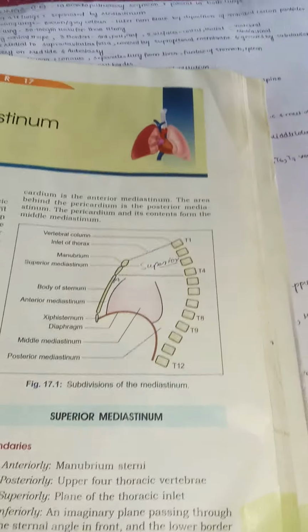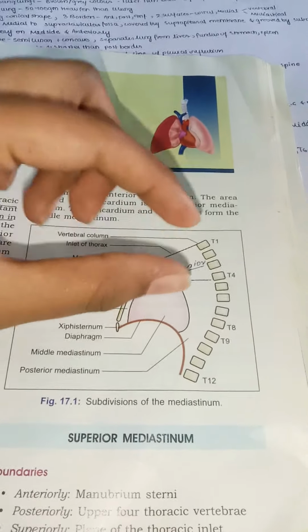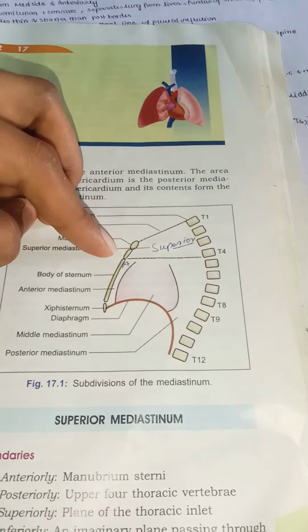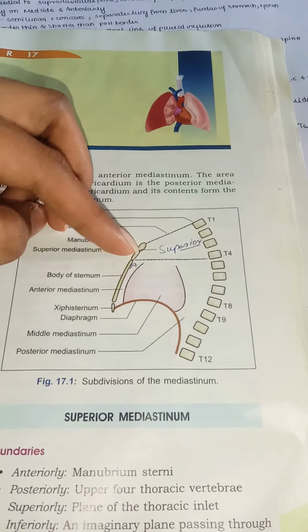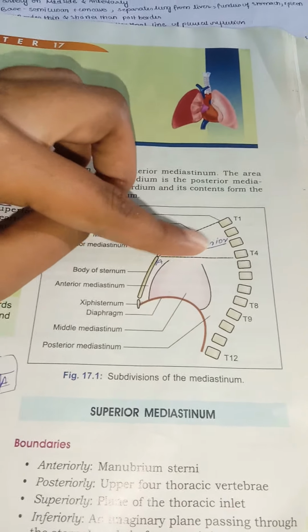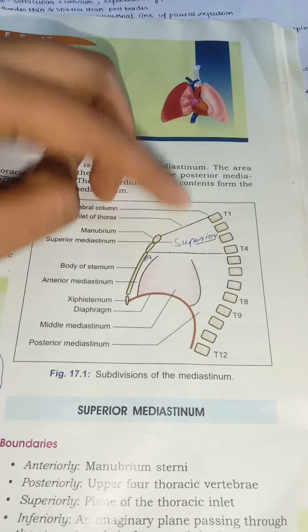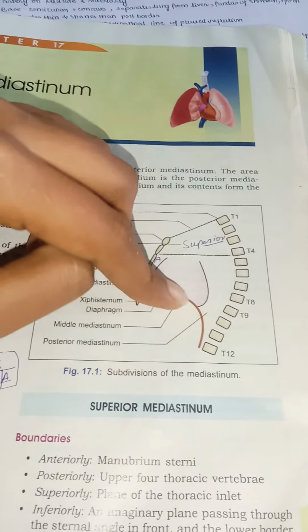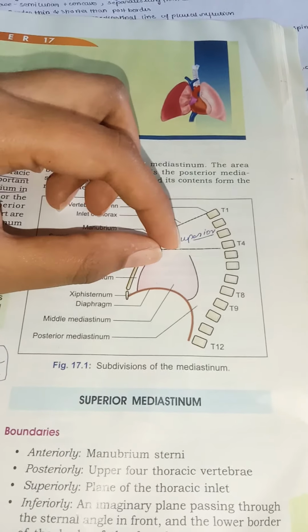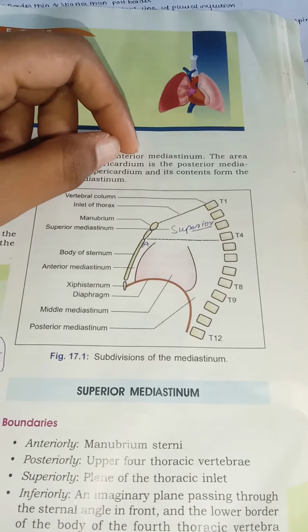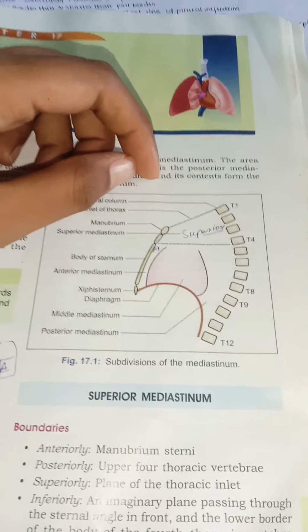Now let us see what are the boundaries of the mediastinum. So this space is called the mediastinum. Anterior to the mediastinum you will find first the sternum. You can see this is the sternum, and posteriorly you will find the thoracic vertebral column, and superiorly you will see the thoracic inlet, and inferiorly of course we will see the diaphragm. So these are the boundaries of the mediastinum, and on each side you will see the mediastinal pleura, this side and that side. So these are the boundaries of the mediastinum.